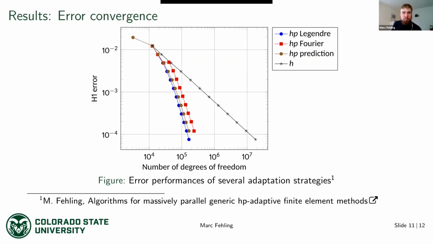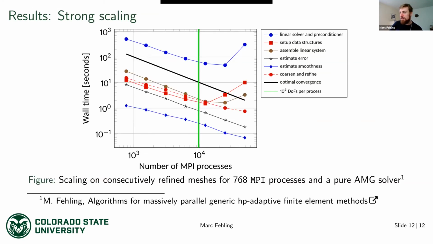Okay, and then I've got one slide left that demonstrates strong scaling. So this is again a double logarithmic plot of the number of MPI processes that we assign to a problem of a fixed size. And on the y-axis, you see the wall time in seconds, and each of these plots represents different parts of the program. And you see that everything scales pretty well until that green barrier, after which the number of degrees of freedom per process is lower than 100,000.